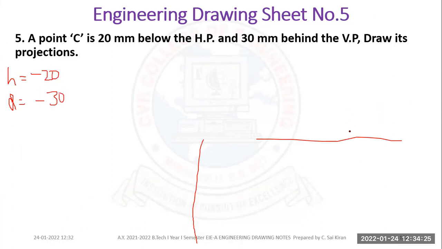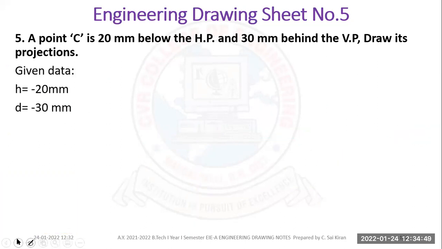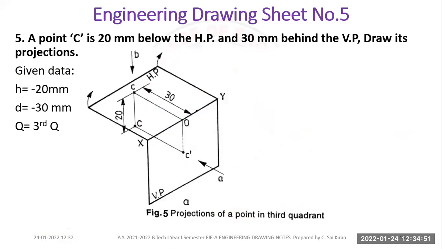So with respect to HP, the quadrant is third quadrant. Right. So the quadrant is third quadrant, and with respect to HP it is 20 mm below, and with respect to VP, it is 30 mm behind VP. 20 mm below HP and 30 mm behind VP. We have to start. Okay, so it is third quadrant. So it will be like this.